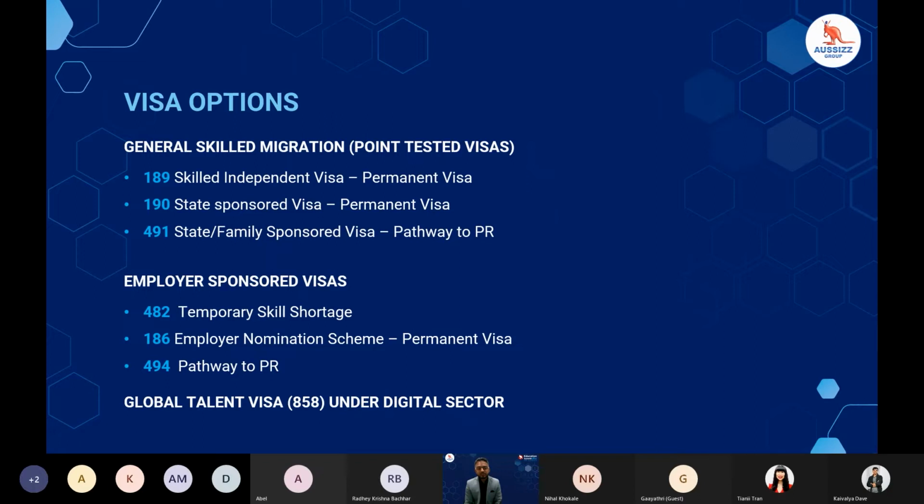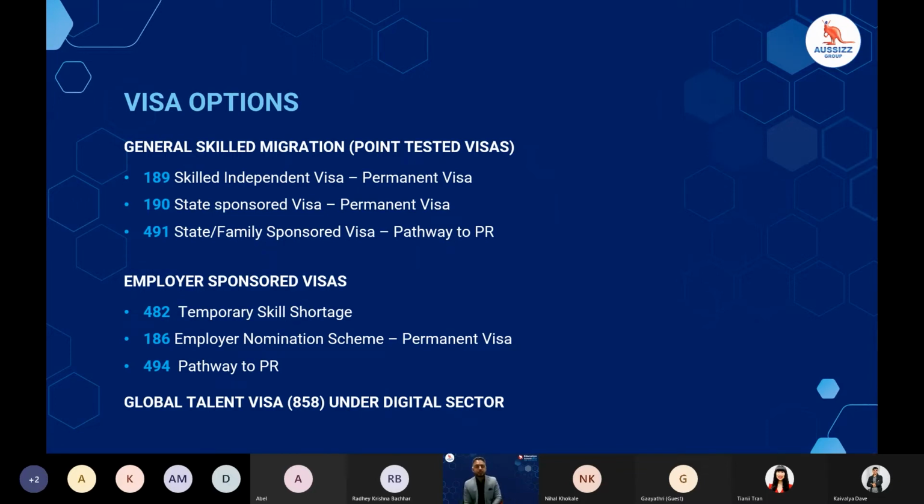190 is a state-sponsored visa. So this is also a permanent visa. However, this has to be sponsored by the state. You will learn later in this presentation that each state has different requirements for nomination. So you must meet that state's criteria to get nominated, and then you can apply for state nomination with that particular state. And if the state approves your nomination, then you get an invitation in SkillSelect to apply for a 190 visa.